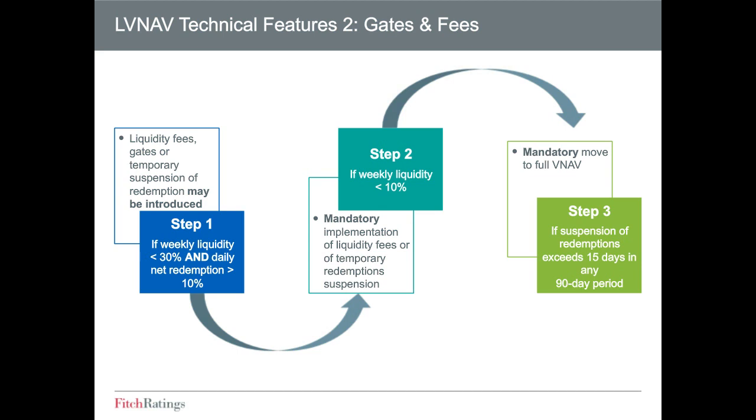Just very briefly going back to gates and fees, and then I'll come on to some data rather quickly. The first step is discretionary. So there is a choice there for the board of directors of the fund to make. Now, if weekly liquidity falls below 10%, then at that point the board of directors has to do something.